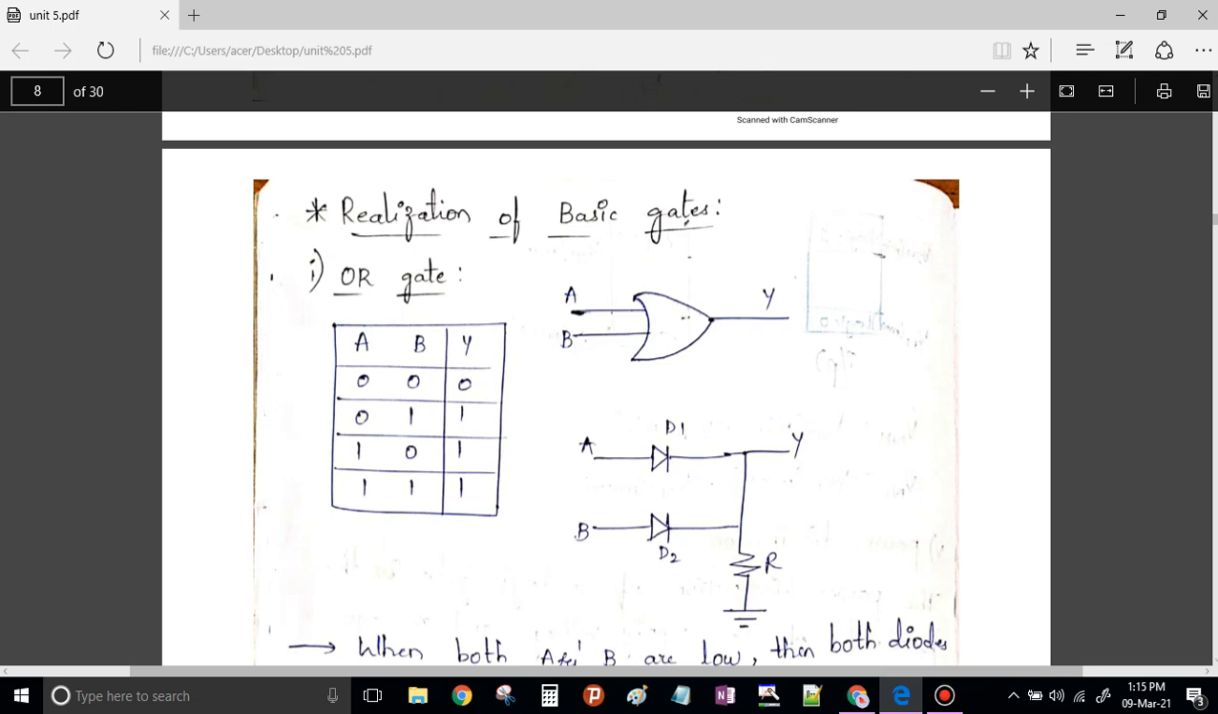In today's class, we are going to realize the AND gate, OR gate and NOT gate using diodes and transistors. So let us start with the diode realization of the OR gate.